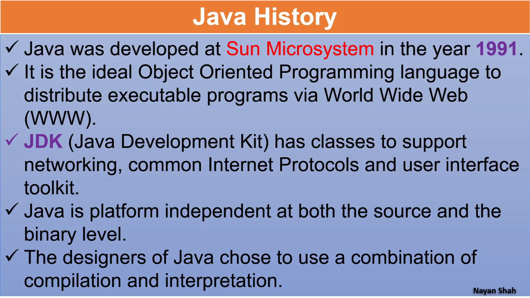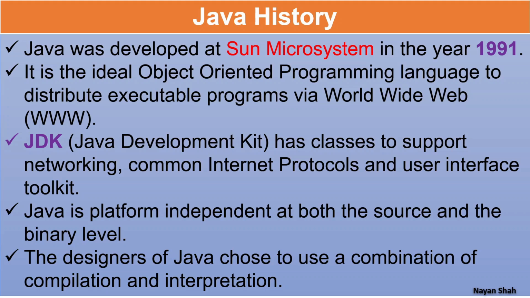The history of Java says that it was developed by Sun Microsystems in the year 1991, and it is considered one of the most ideal object-oriented languages for distributing executable programs via the World Wide Web. Why is it the most desirable and ideal language? Because it is platform independent. When we consider the World Wide Web, there are many different types of operating systems and computers. But Java is capable of running on all these different machines and operating systems.